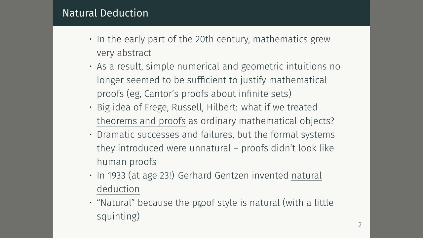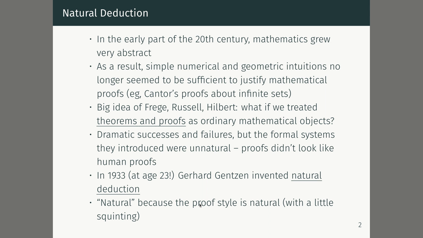And in fact, they were right to be worried, because many simple ideas seem to have all sorts of paradoxical consequences. And so the big idea at the turn of the century was, well, if we want to study mathematical theorems and proofs precisely, we already have a tool for studying things very precisely, and that's mathematics. So why not treat theorems and proofs as ordinary mathematics themselves? By proving theorems about the systems that you use to reason, you can gain confidence that they actually work. And this idea had a lot of dramatic successes and failures, but the formal systems they introduced were very unnatural. Proofs did not look like human proofs.